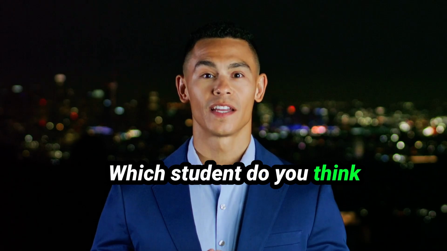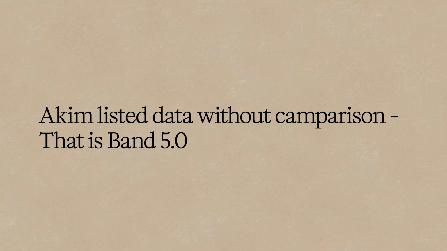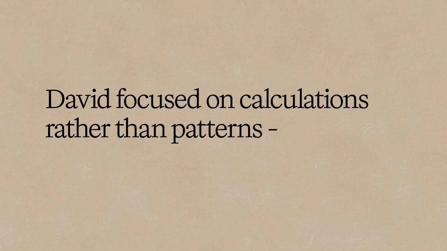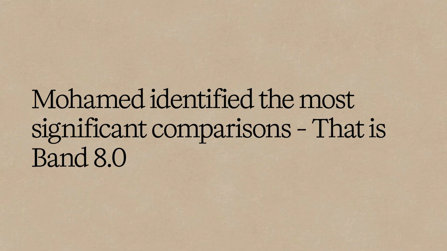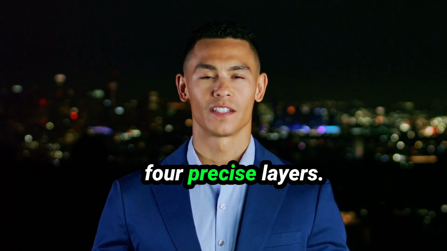Which student do you think gave a Band 5 answer? Akim listed data without comparison. That's Band 5 thinking. David focused on calculations rather than patterns. That's Band 6 thinking. Mohammed identified the most significant comparisons. That's Band 8 thinking. Think of Task 1 like building a pyramid with 4 precise layers.